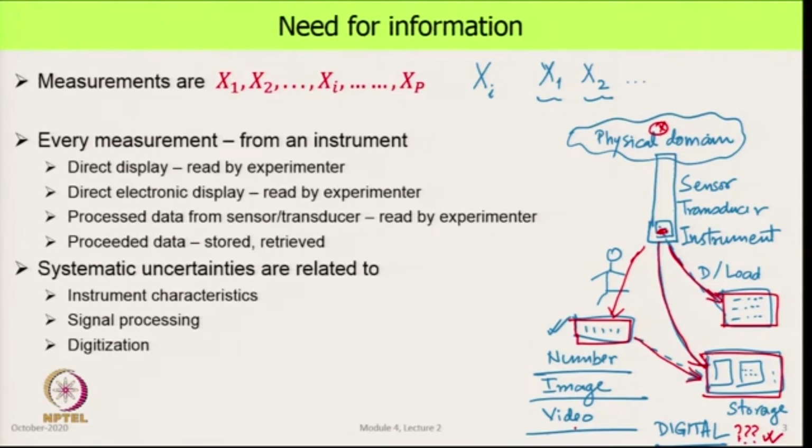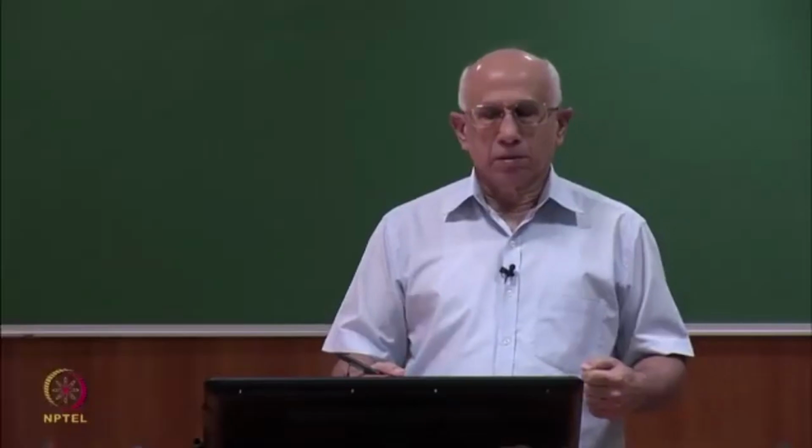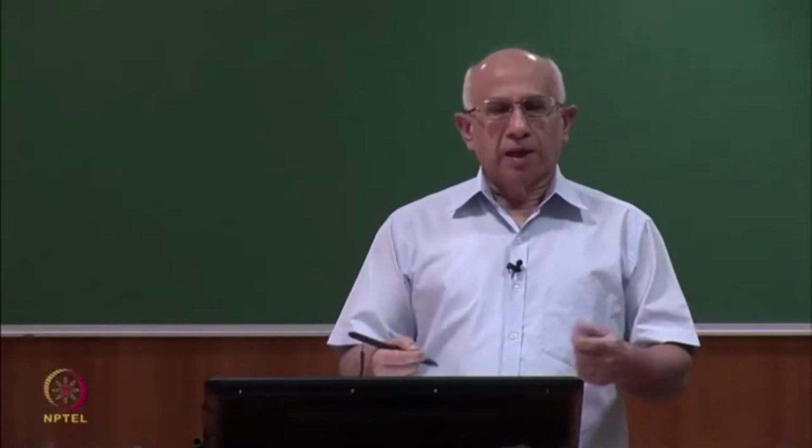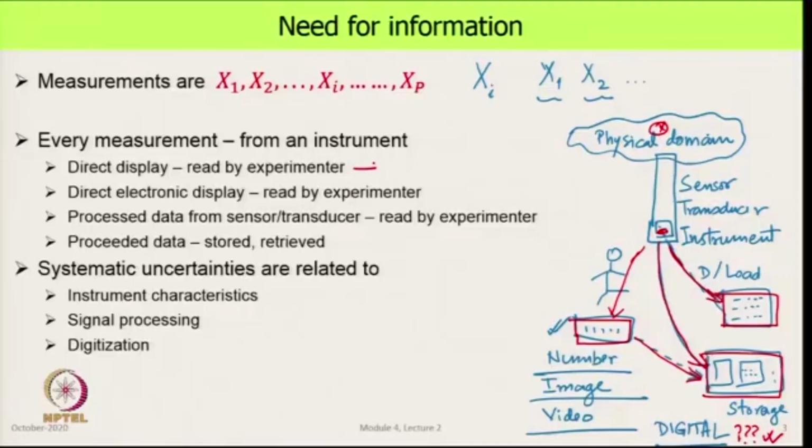So, what we have seen here is that every measurement from an instrument could give a direct display which is read by the experimenter. Now, this could be something like using a scale, that we put the scale to measure, say, the width of a sheet of paper, and directly we read it out from there. So, that is a direct display. Then you could have a direct electronic display which is read by the experimenter. So, that is again the manual route, but instead of the instrument itself being in analog form, we are getting the digital form. And the example of this is vernier calipers with a digital readout.